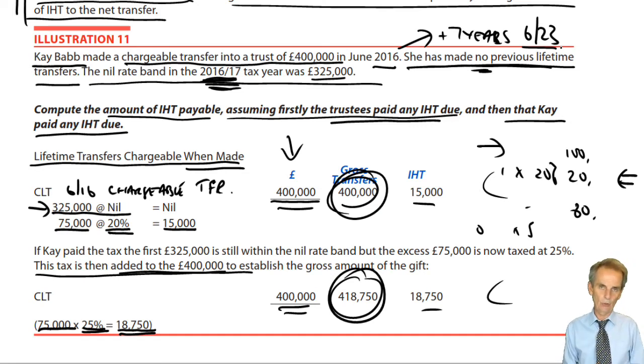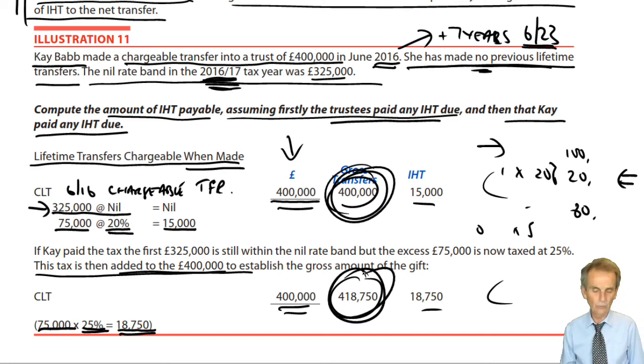We cannot look at individual CLTs in isolation. With CLTs, as you go through lifetime, you make a CLT. If it is the first CLT, as this is, then that's fine. You've got all of the then available nil rate band. But if you make a further transfer within the next 7 years, like on death, we work on a 7-year accumulation principle. So between June 16 and we say June 23, then we've already been deemed to use either 400 or 418,750 of any nil rate band.